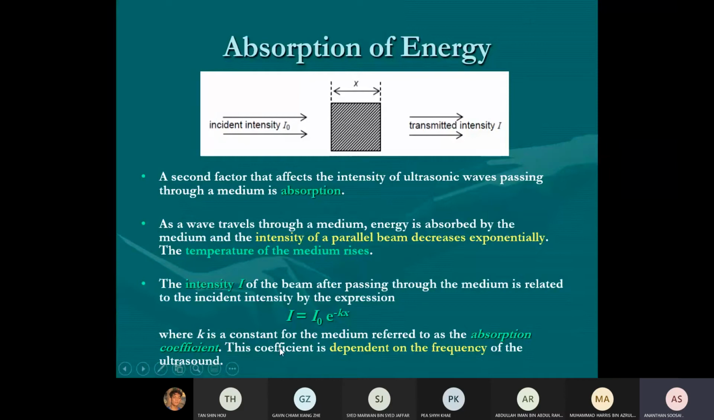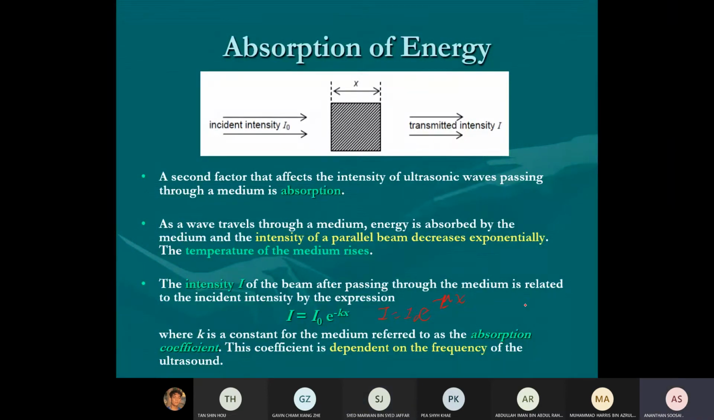So how are I and I naught related? I equals I naught e to the negative kx, same as your X-ray half-life formula. I is the intensity that remains, I naught is the original intensity, x is the thickness, and k is called the absorption coefficient. In recent Cambridge papers, they don't use k. They use I equals I naught e to the negative mu x. Sometimes they use mu. So mu is also the absorption coefficient.